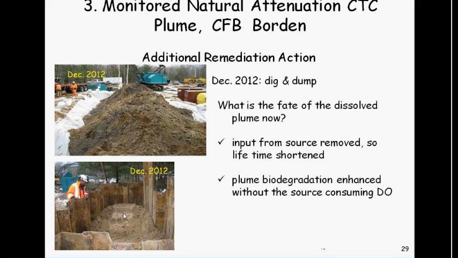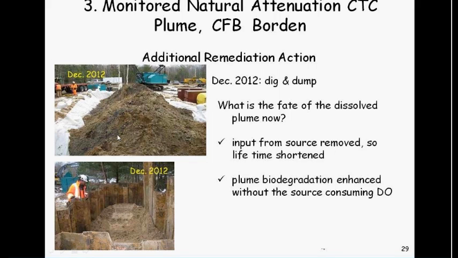So we expect the plume to disappear on its own without growing too much more. And we have one well that's just downgraded in front of the plume that we continue to monitor. Might be quite interesting if we had the money and the interest to continue to sample that plume.